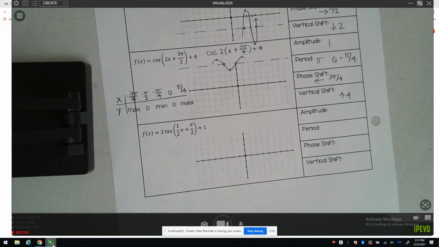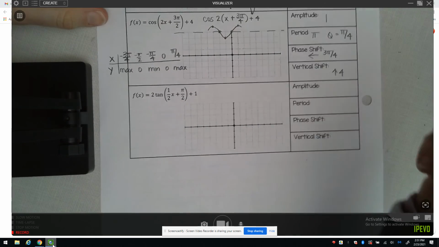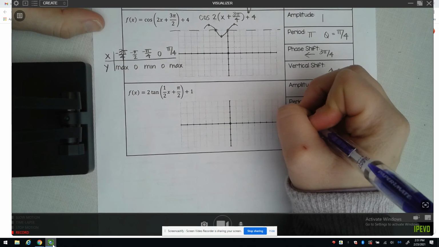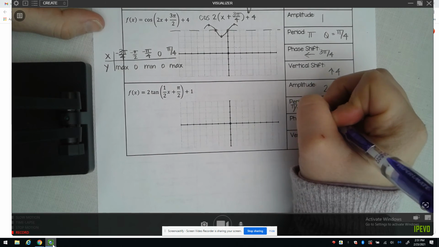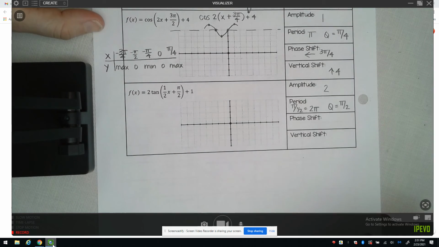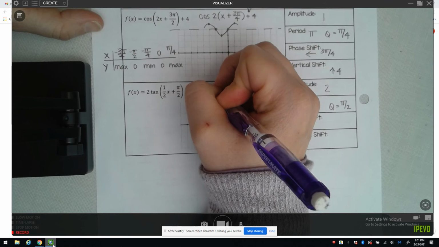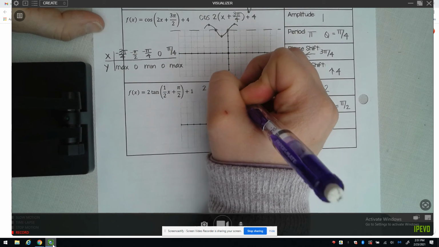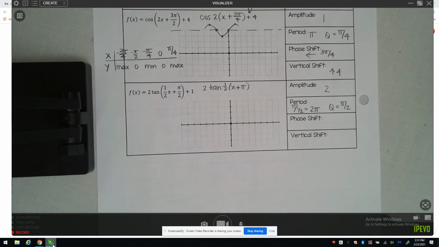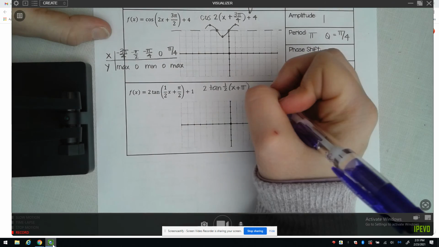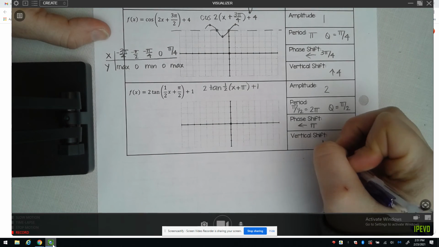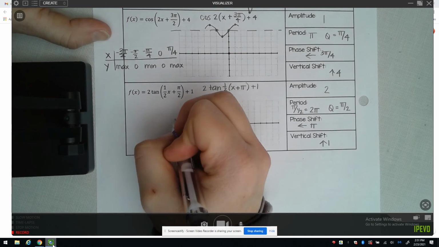All right, last one is this tangent. The amplitude is 2. My period is going to be pi divided by 1/2, so that's 2 pi. So it means my quads are pi over 2. And again, I've got to factor that 1/2 out. So factoring the 1/2 out is like multiplying by 2. So be careful. And it says I should go left pi and up 1.